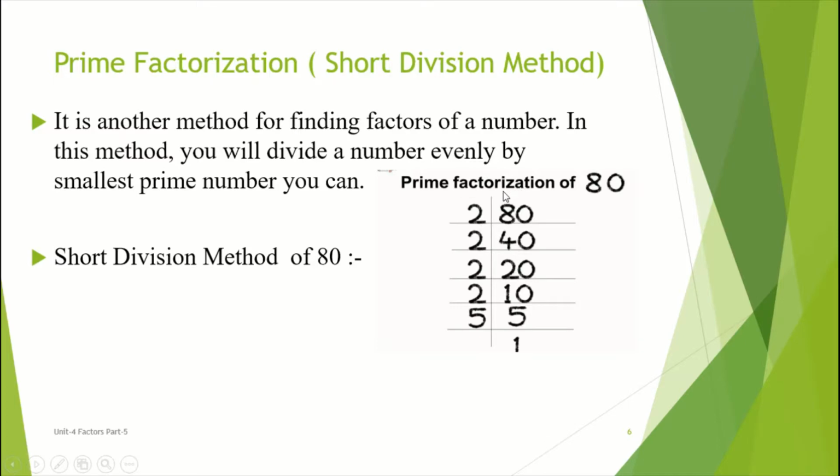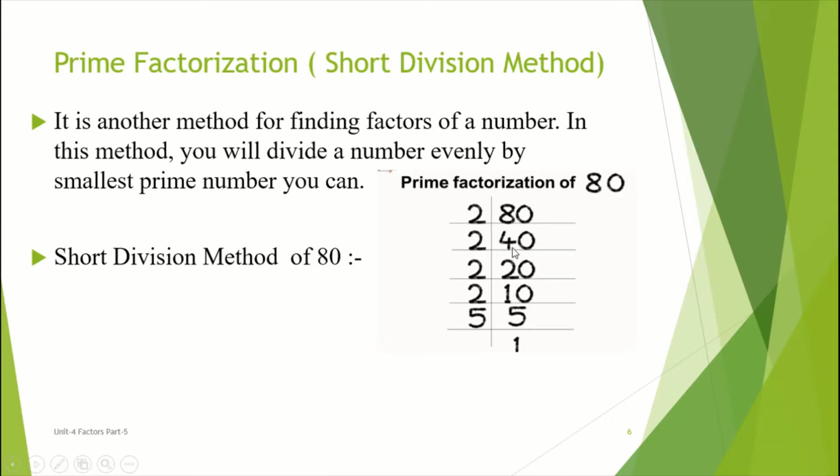So when we divide 80 by 2, we will get quotient as 40 and remainder as 0. So we will write 40 below 80. So here I have written 40 below 80. Now we will take 40. Again we know that 40 is an even number and we can easily divide 40 by 2. So when we divide 40 by 2, we will get 20 as quotient and 0 as remainder. So I will write 20 below 40.